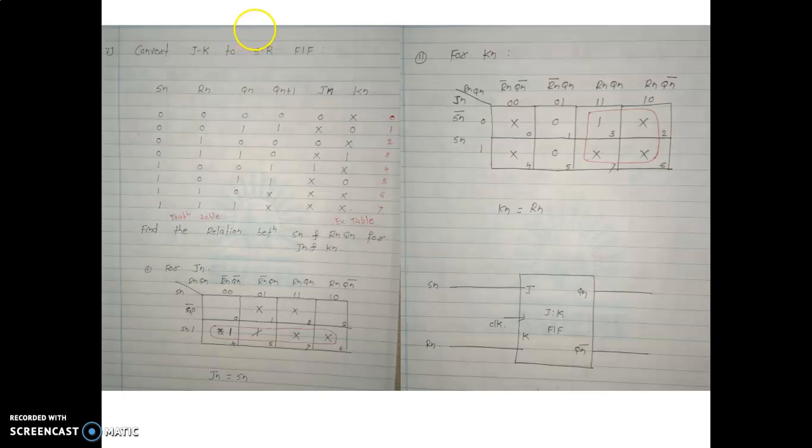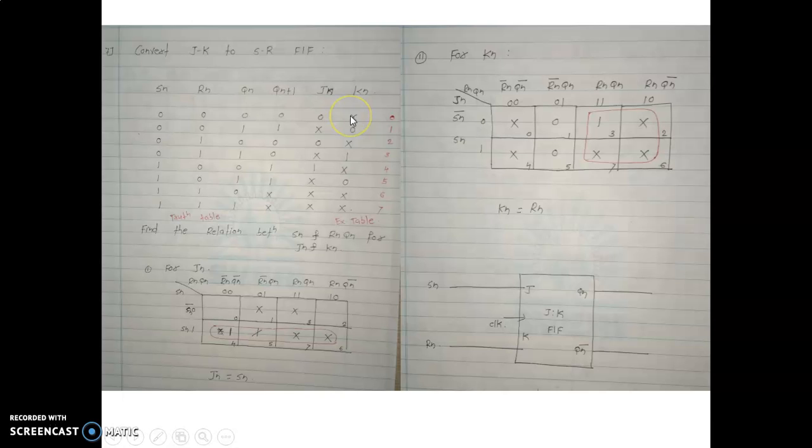If the don't care condition is present in the required flip-flop, then instead of the excitation table we can consider the truth table of the required flip-flop. Whatever the available flip-flop is, we have to consider the excitation table of the available flip-flop. That excitation table we can calculate from the present state and next state, that is Qn and Qn plus 1.